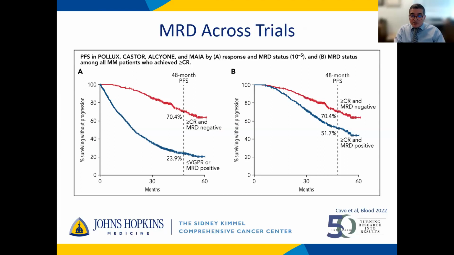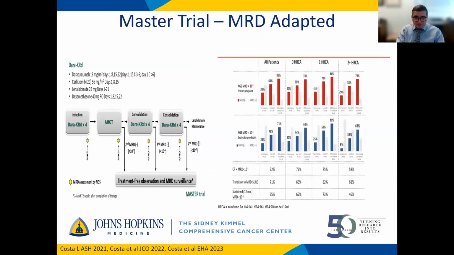When you look at other trials that don't necessarily involve transplant, you see the same thing, that having deeper remissions, these are with daratumumab combinations. All these trials that I mentioned here, Pollux, Castor, Alcyone, Maia, are trials that involve daratumumab triplets versus other doublets. And they're showing that being in a deeper remission, even with these treatments, when you may not necessarily be doing a transplant, is better and better for long-term outcomes. Let's take it to the next step.